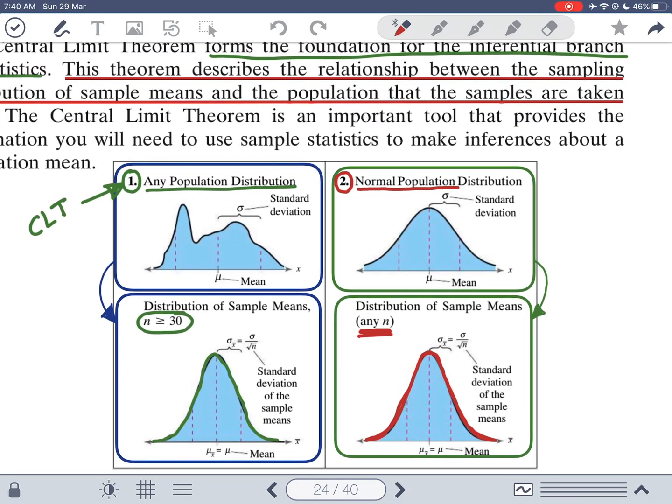But if you start with a population that is not normal, like this one, look, it has even 2 peaks. Yeah, if you start with something like this, then you need to make sure that the sample size is at least 30 in order for you to get an approximate normal distribution.